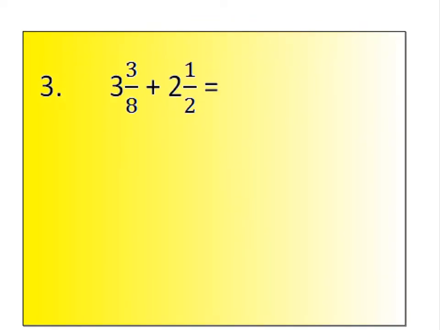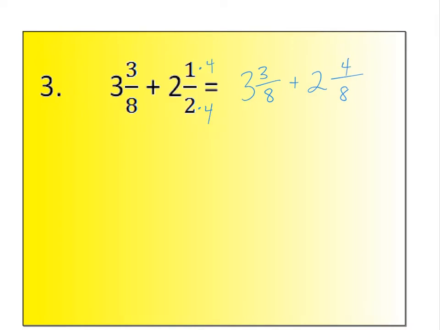Same thing here. I would get a common denominator. 8 is a good one because 8 and 2 both divide into it. So the first part, the 3 and 3/8, can stay the same. The second part is going to be 2, and we have to think, how do we get an 8 on the bottom? Well, we multiply by 4, so we also have to do that on the top. 1 times 4 is 4.